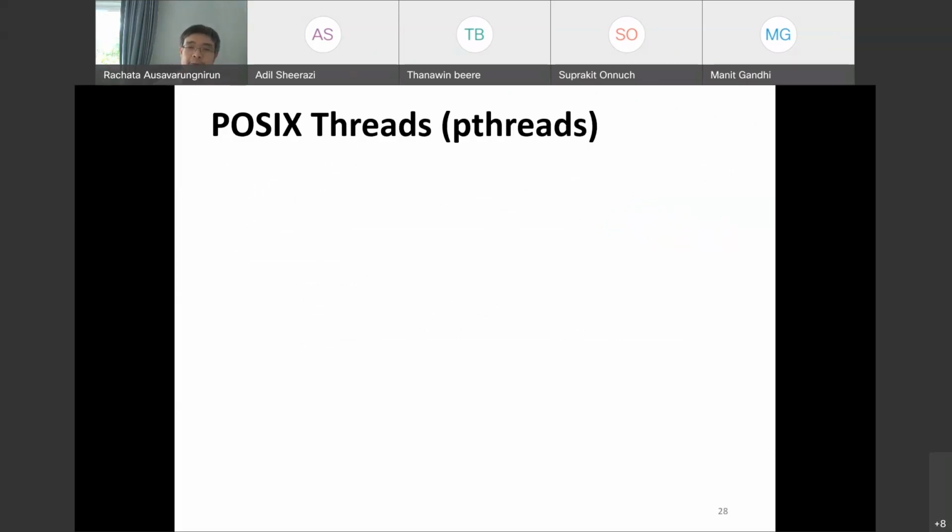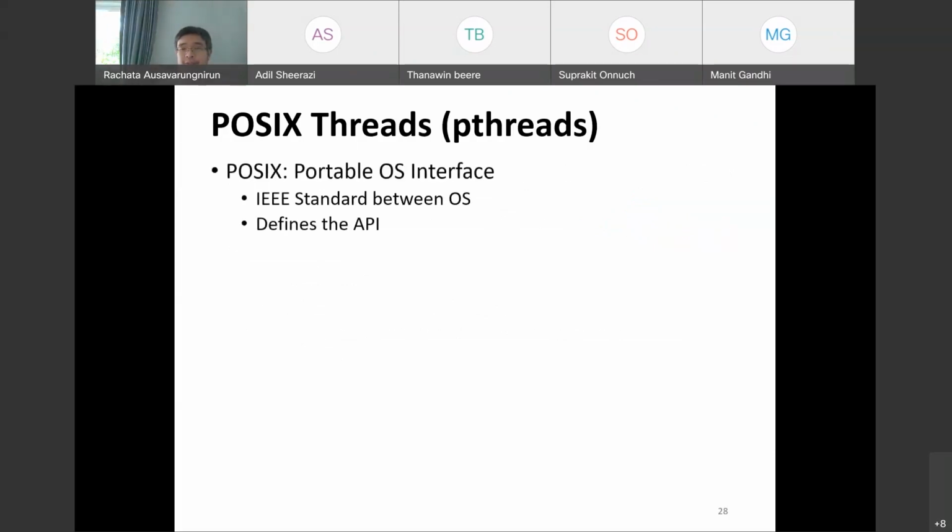It actually stands for Portable OS Interface. What does portable mean? What does it mean for things to be portable? Yeah, it's easier to transfer around, right? So it's an IEEE standard maintained by TOS, and it defines the API, Application Programming Interface.